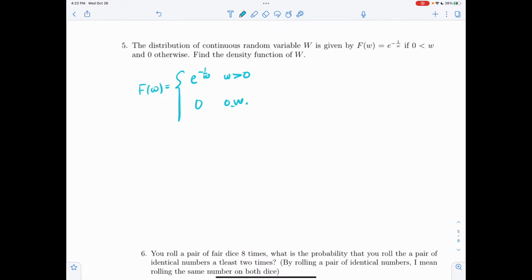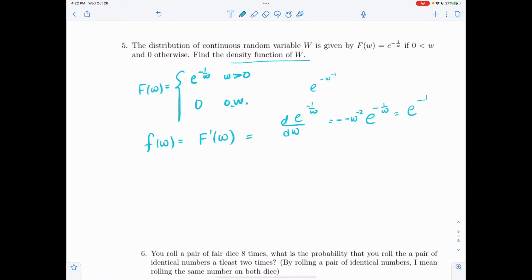OW is common notation for otherwise. And we want to find the density function. So we want f. But what do you know? You know that this is just a derivative. So what will it be? What is the derivative of that? So e to the minus w raised to minus 1. So we'll have e to the minus, same thing, times the derivative of this, which is, minus stays, w raised to minus 1 is minus w raised to minus 2.